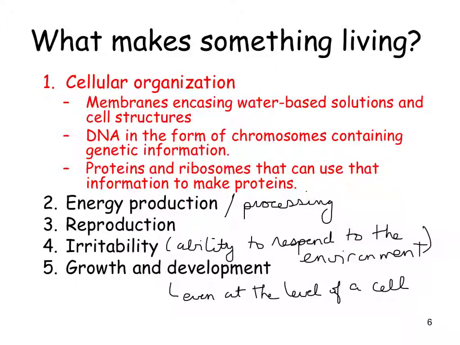So in other words, it is the structure and the function of a cell, it is cellular organization, that actually allows for the qualities 2 through 5 to occur. Without cellular organization, 2 through 5 could not exist.